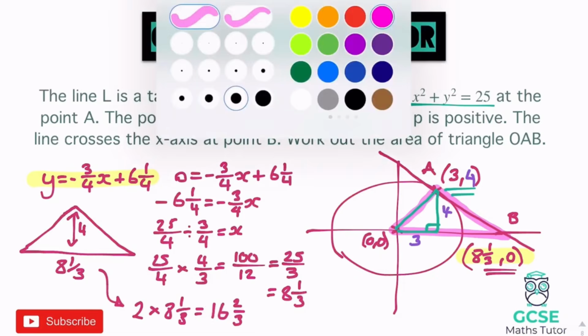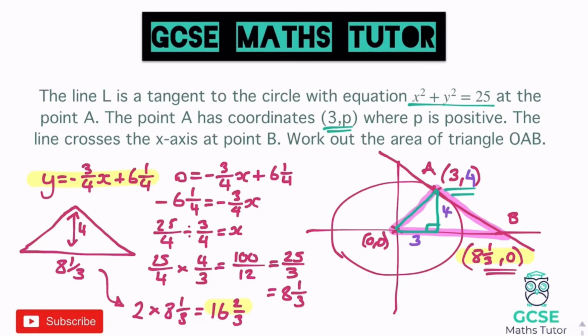It's not the best colour actually. There we go, let's go with this. 16 2/3. Obviously if it said it was in centimetres or whatever it was, we could put our units there, but it's just 16 2/3 as our area for that triangle.